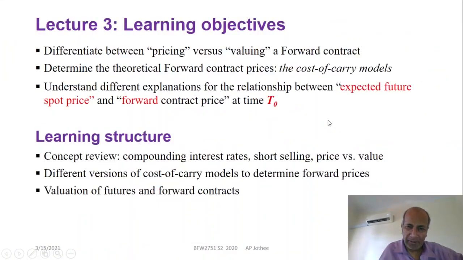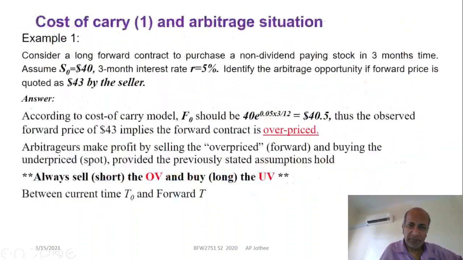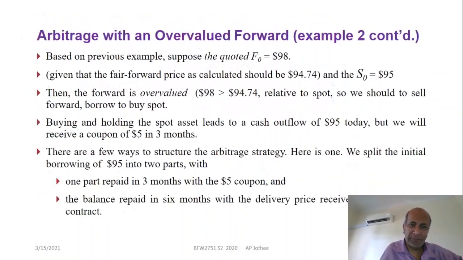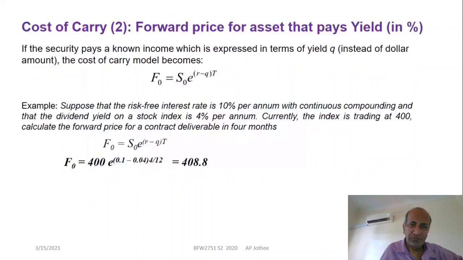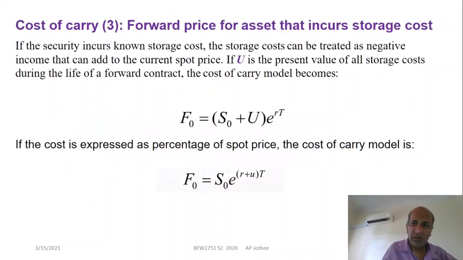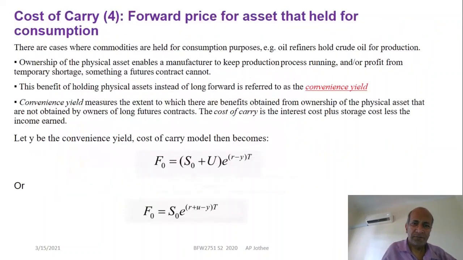Okay, now the final part. Let us see the final part. Another example. Okay, the fourth cost of carry, I told you four models. The fourth one, forward price for an asset held for consumption. You already booked it in forward and you're using it little by little.